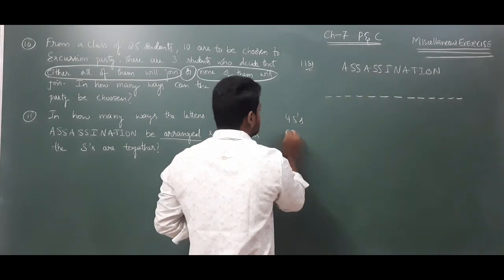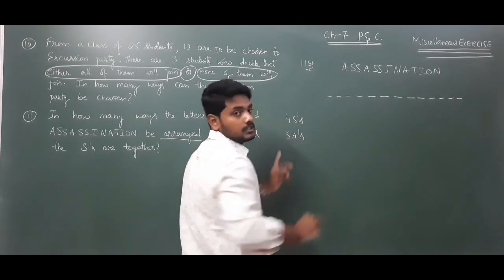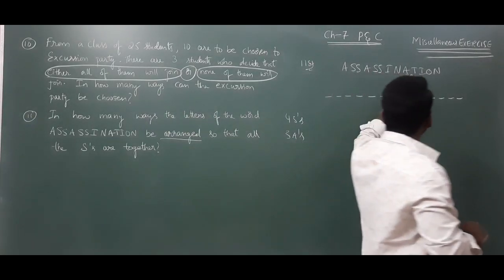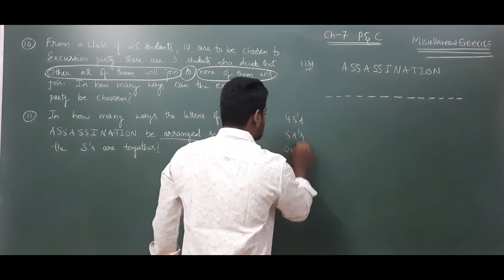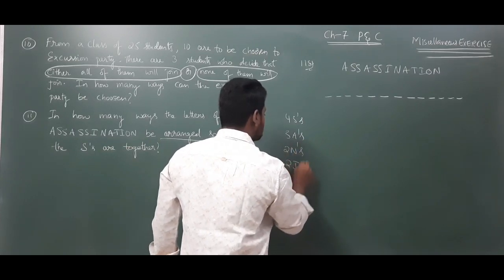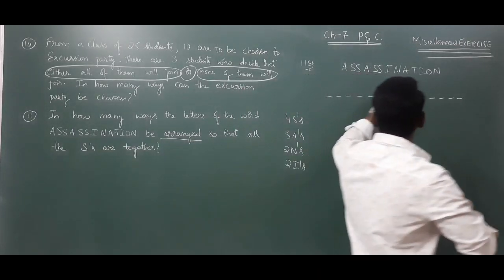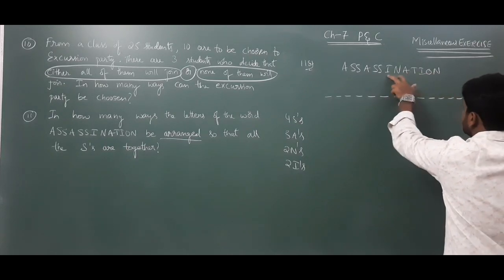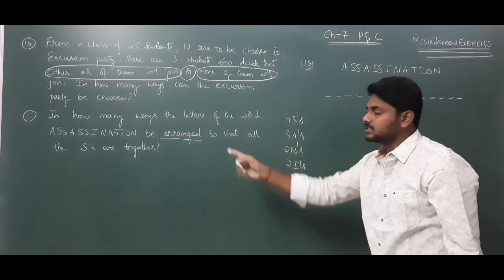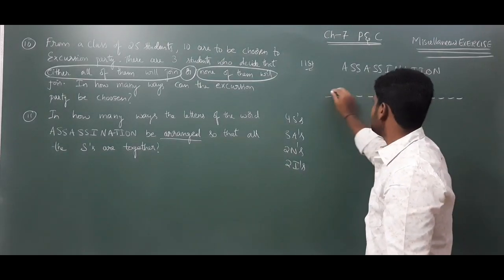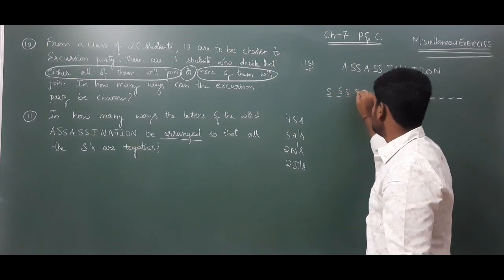And then 3 A's are there. And then 2 N's are there. And again 2 I's are there. Okay, now all S's are together. So how many S's are there? 4, so 1, 2, 3, 4.